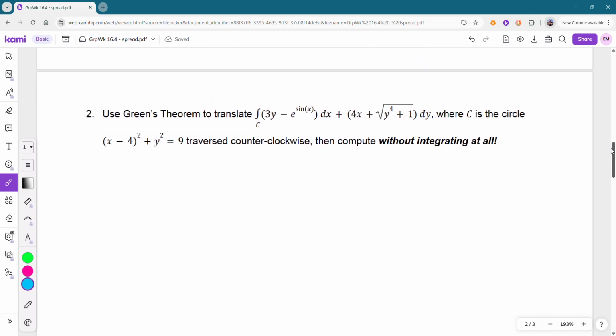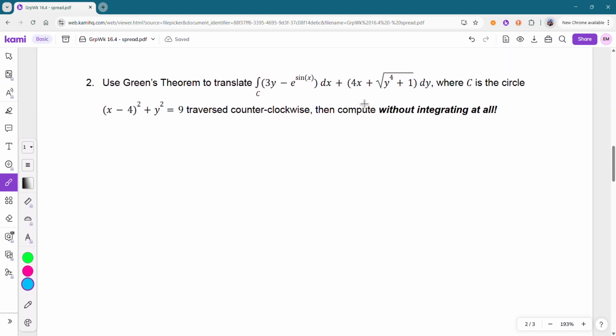Looking at our next one, we have a rather intimidating looking line integral here, where C is this circle that's not even centered at the origin. It's kind of over here, centered at (4, 0), I guess, and radius 3, so it kind of looks like this. So there's our curve.